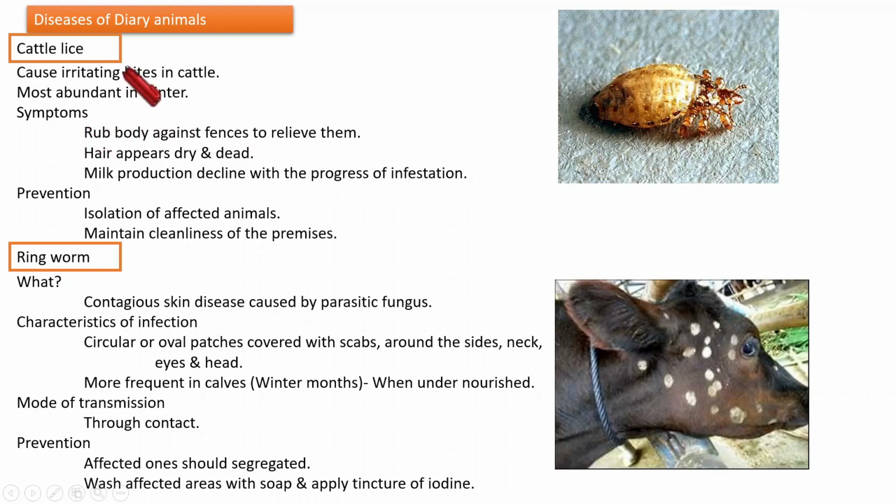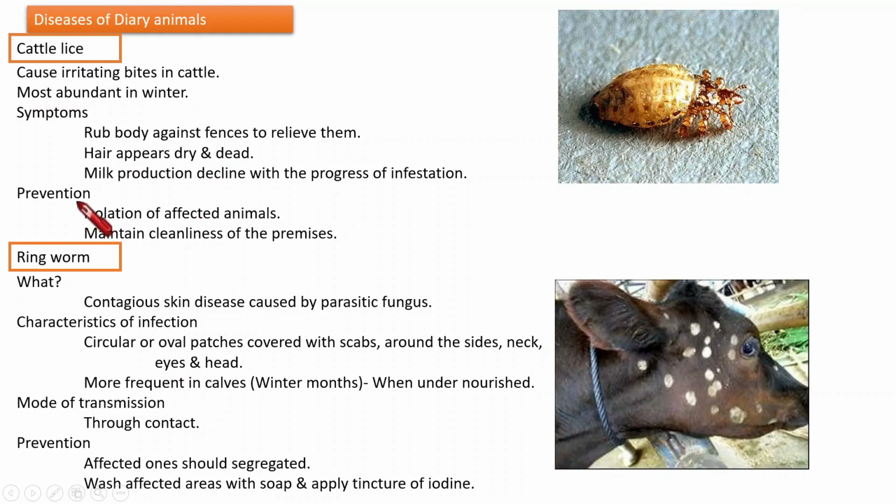Whenever a dairy animal is suffering from the bites of cattle lice, it will continually rub its body against fences to relieve the irritation, and the hair appears dry and dead without any life, and milk production also starts to decline with the progress of the infestation. So these are the symptoms: it will rub, hair appears dry and dead, milk production declines.